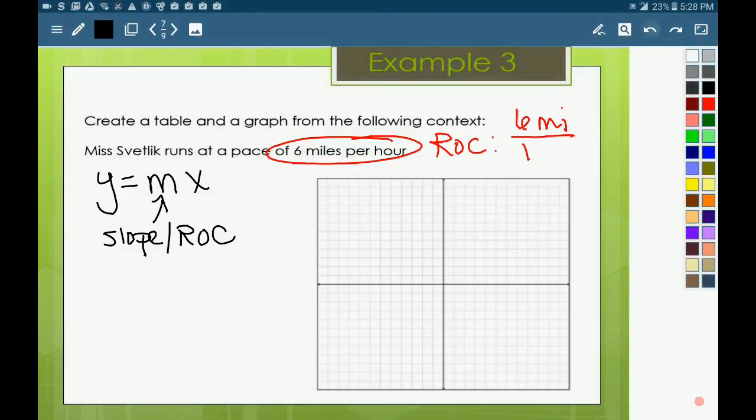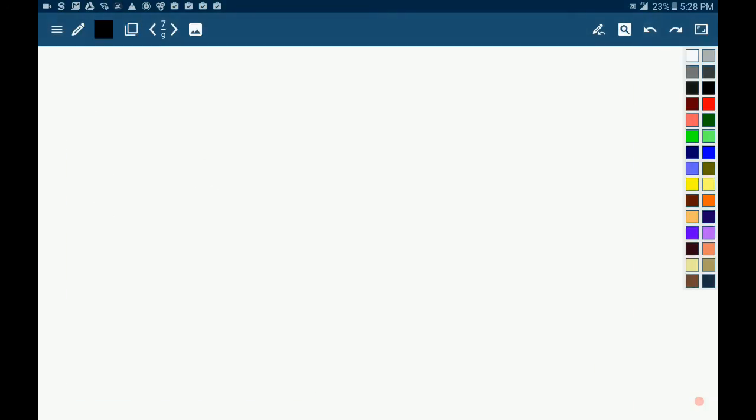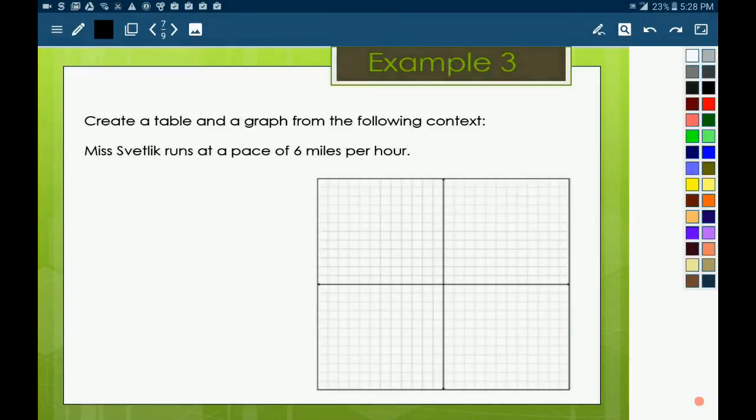Do you have to create the equation in order to make the table? No. But I think it's a little easier to create the equation in order to see what the graph looks like. So this was the equation y equals 6x. I'm just going to generate some points here. So I have x, I have y.